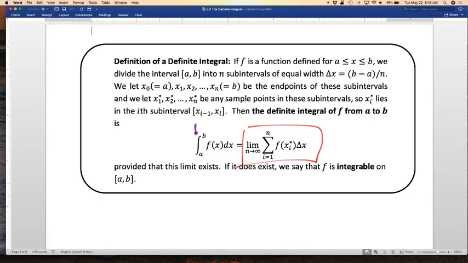So that integral sign is basically an elongated S, stands for sum. f of x is called the integrand. Okay, that's what we're taking the integral of. And a and b are called the limits of integration, the lower limit and the upper limit. And so this process is called integration.